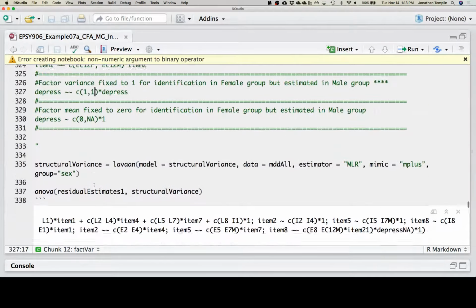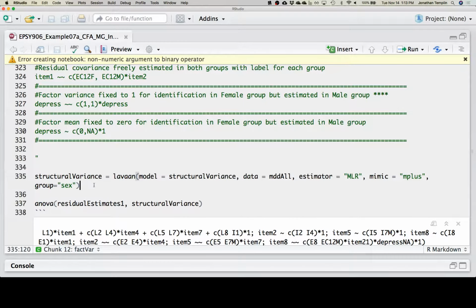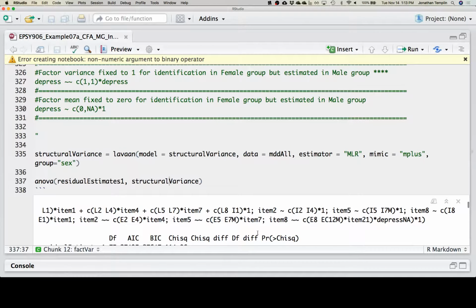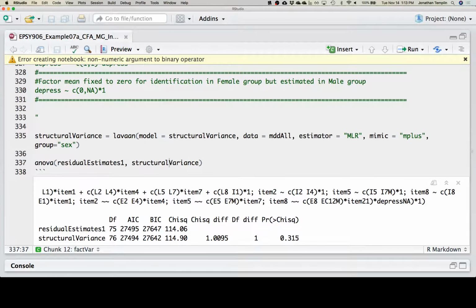We run the analysis. I did not spit out everything else because I don't think you need to see the outputs, but what you're going to see here is the p-value is 0.315. It's a 1 degree of freedom test, which means one parameter is different between the two models. The parameter that's different is we've just taken the factor variance and locked it to be 1 for both groups. So this tells us that the factor variances are roughly the same in each group.